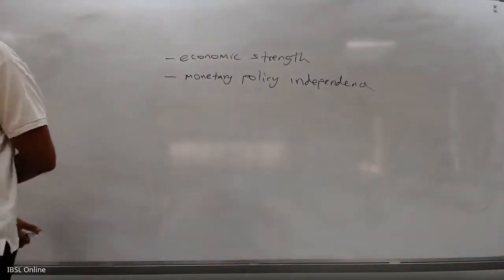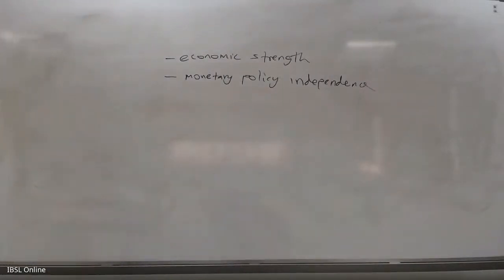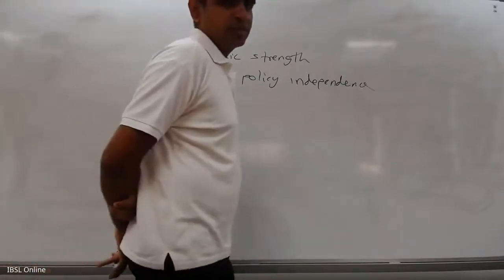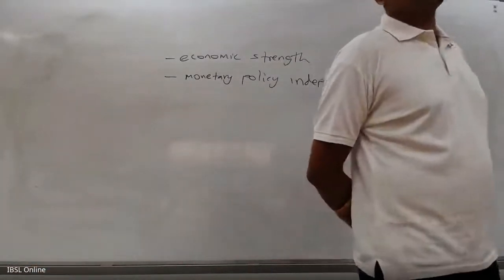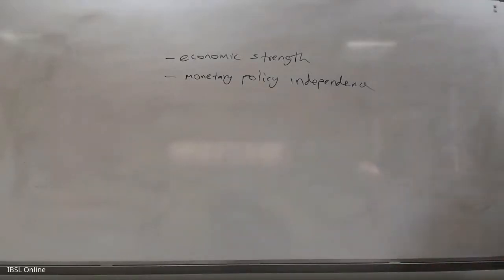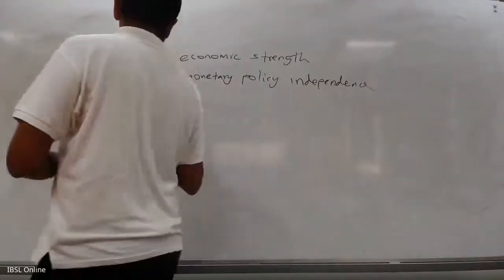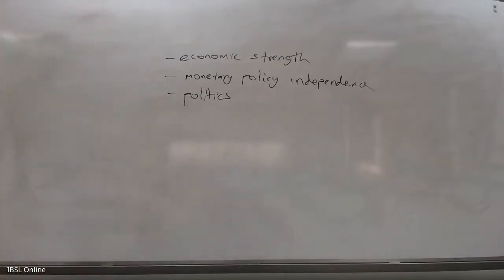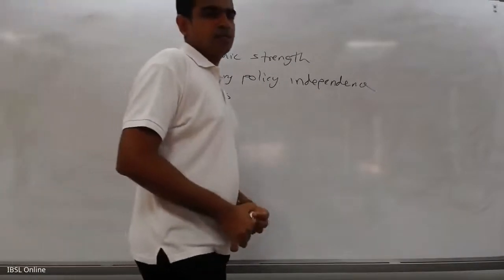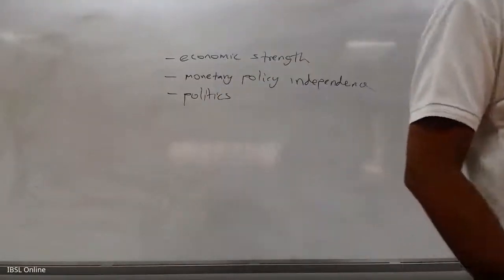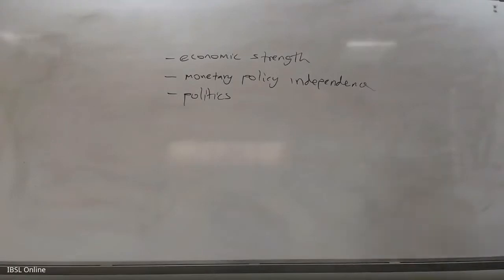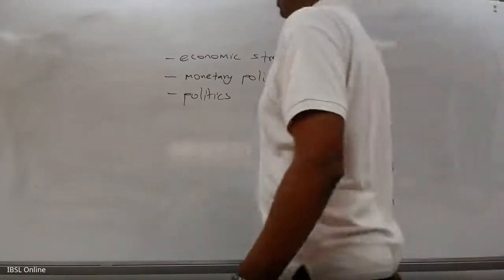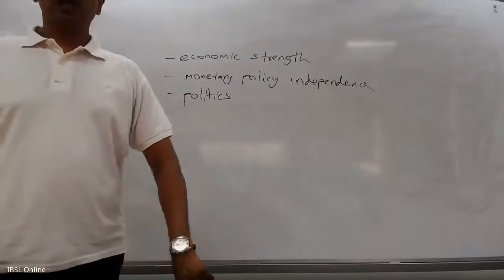What else? What are the other reasons? Why can't the entire world use one currency? Why is everyone using their own currencies? Politics also plays a part, right? Now imagine asking a country like Russia to use the US dollar as their currency. It will never happen for political reasons. So for these reasons, the entire world will not use a common currency.